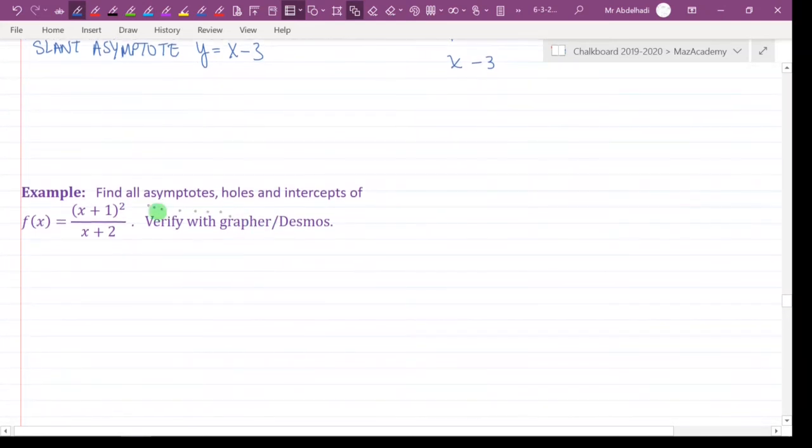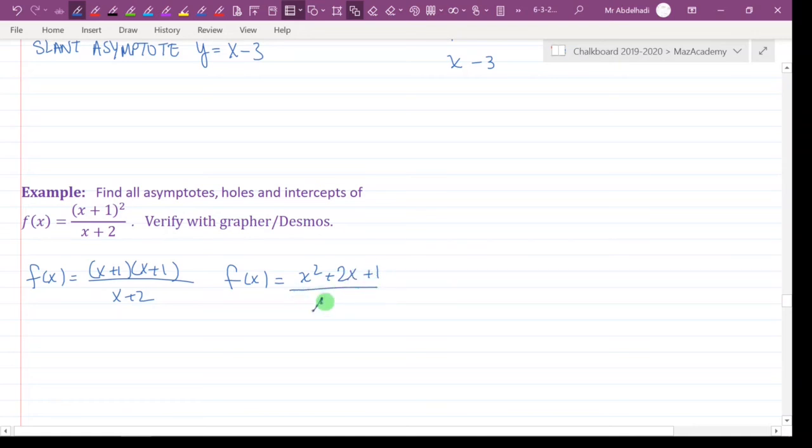So here we have something that's written in factored form, so we're going to have to expand this. If we multiply x plus 1 times itself, we get f of x equals x squared plus 2x plus 1 over x plus 2. Now you can see that's a power of 1, that's a power of 2. It's top heavy by 1, so it's a slant asymptote. So once again, you can do the synthetic division here. That's c equals -2, and we have 1, 2, 1 here.